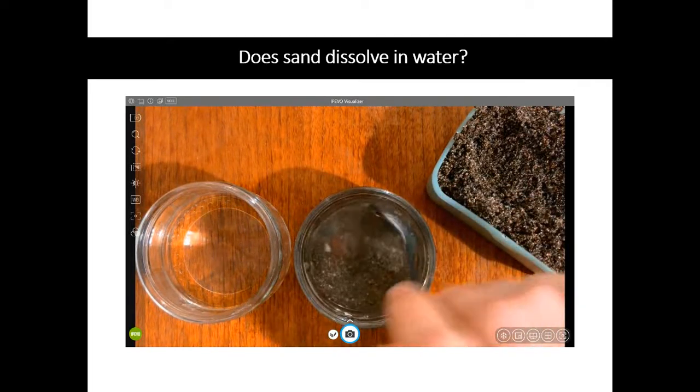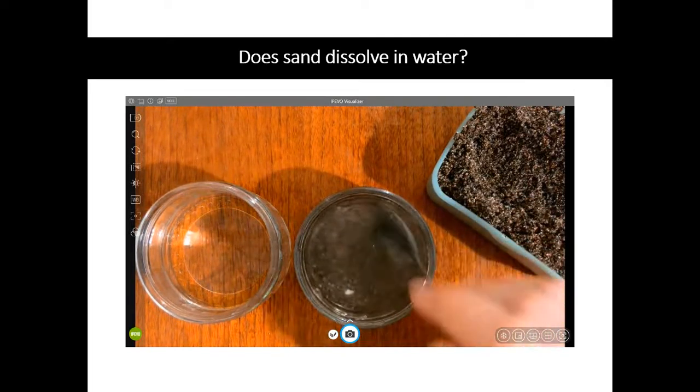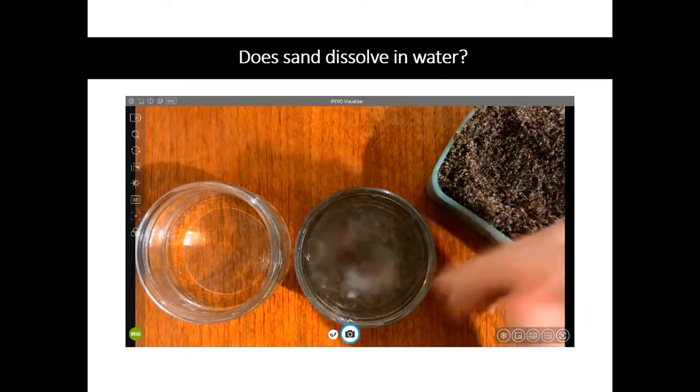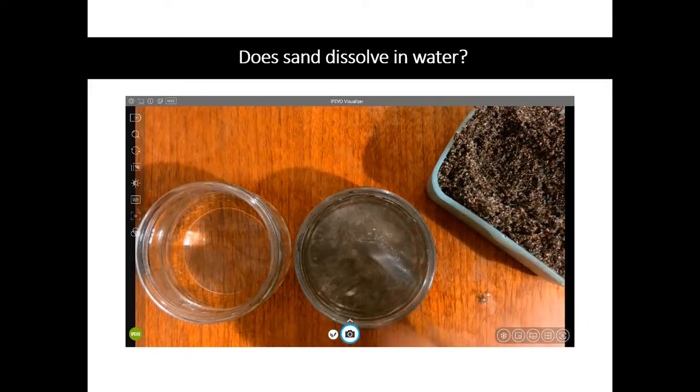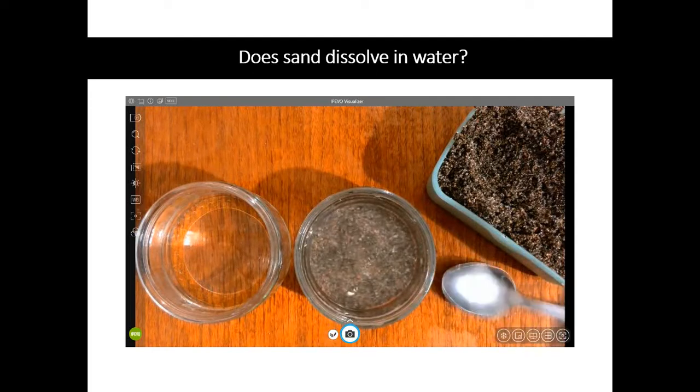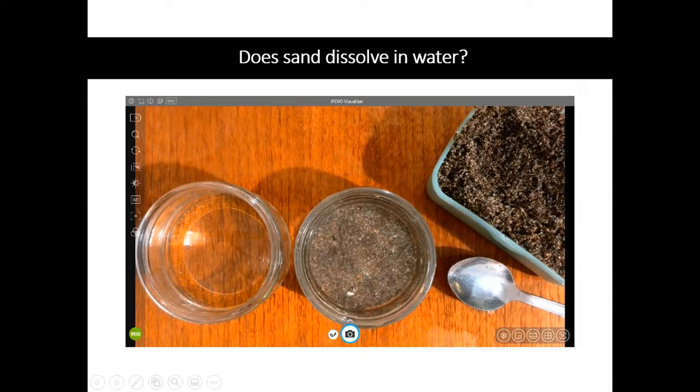Doesn't look like much is happening. The particles aren't getting smaller and smaller and disappearing. In fact, I'm just moving them around the bottom. It is clear that sand does not dissolve in water. Sand is insoluble. The salt did dissolve in the water, so salt is soluble.